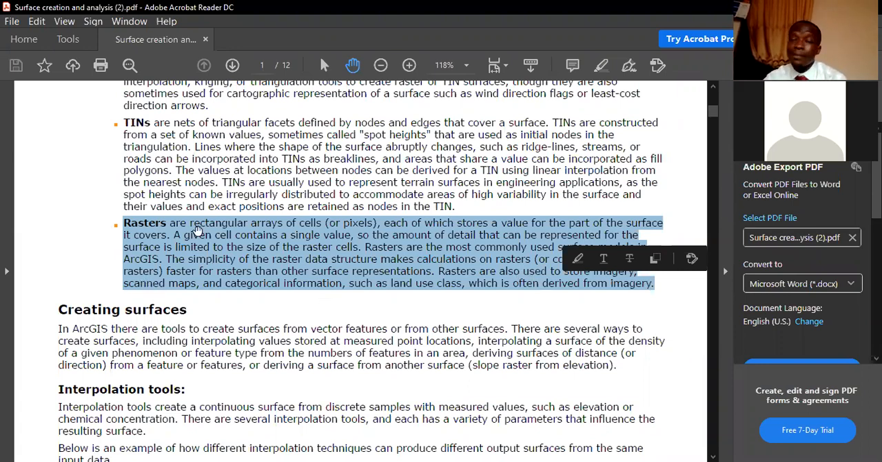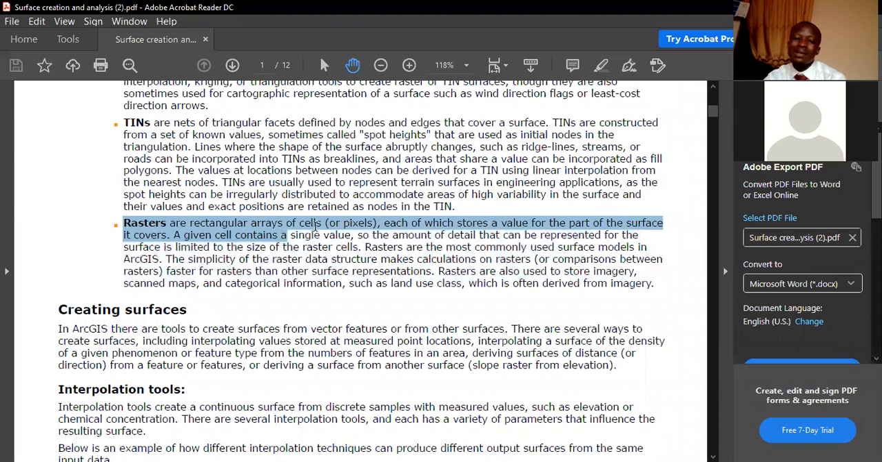Okay, there's a whole lot that can be done. Hydrological analysis can be done using rasters. Rasters are rectangular arrays, which I think we know already, each of which stores a value for the part of the surface it covers. You need to understand the word resolution when we talk about raster. It's the cell size. If I give you a raster right now, you need to measure and find out, or be able to read as part of the metadata, what the resolution is. It tells you the accuracy of the particular raster.